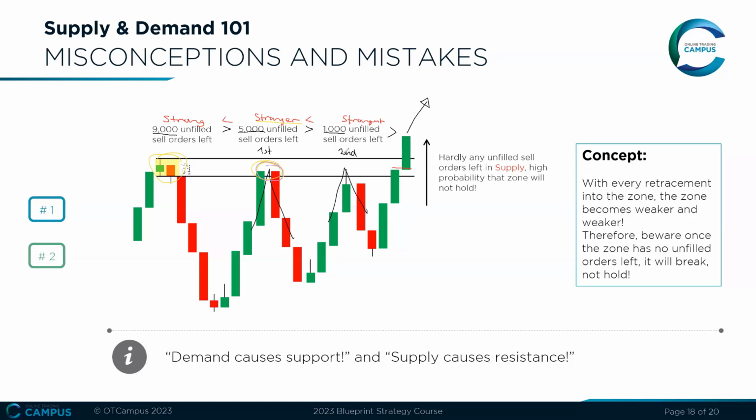and price is coming in a second time, we are already likely saying, well, this is not for us anymore, right? We are likely to stay away from this, as we want the best and the highest odds of the most unfilled orders left. And that is from the get-go, right? From the start.